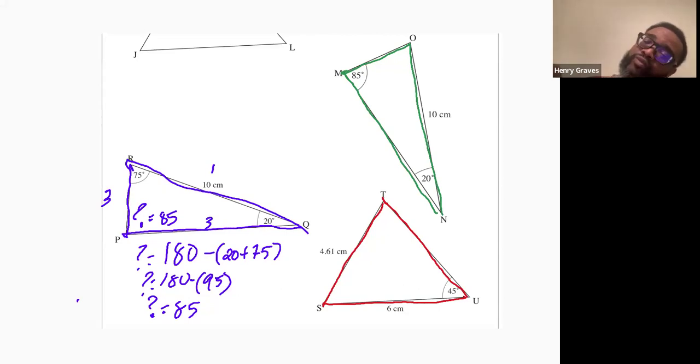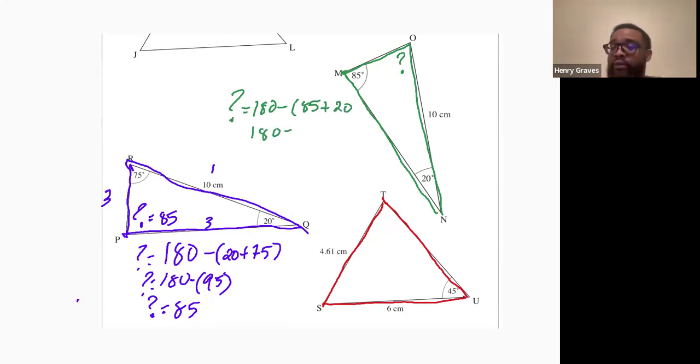Likewise, on the green one, right, we're going to have this missing angle here. And that missing angle for the green is going to be 180 minus the sum of 85 plus 20. So I know 85 plus 20 is 105. So 180 minus 105 is indeed going to be 75 degrees. So the green question mark is going to be 75 degrees.